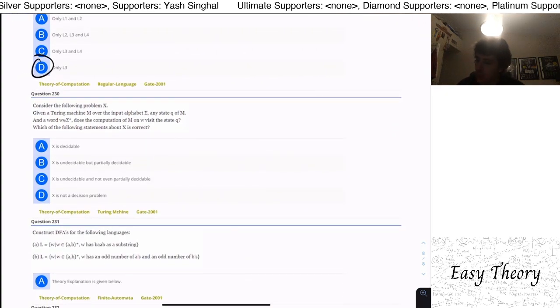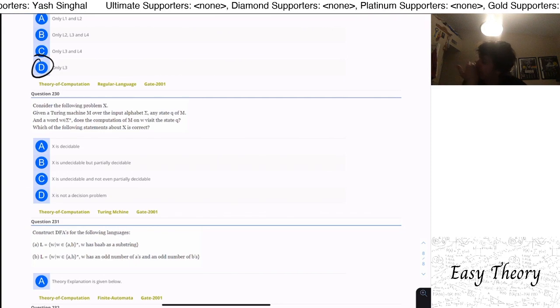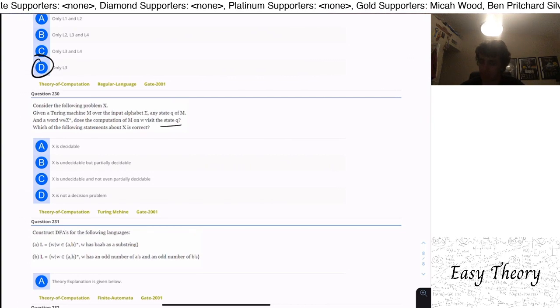Consider the following. Given a Turing machine over the input alphabet sigma, any state Q of M, will the machine ever visit state Q? So this is undecidable because we can just basically decide the halting problem based off of this. But it is partially decidable because you can just simulate the machine. So that's true.